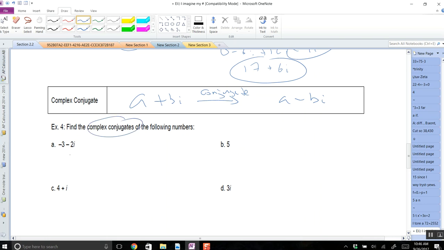So find the complex conjugates: negative 3 plus 2i, or 4 minus i. Now, if you don't see an imaginary number, then that's just straight up 5. Or if you see 3i, then it's negative 3i. So you switch the sign of the imaginary number within the complex number. That's the conjugate.